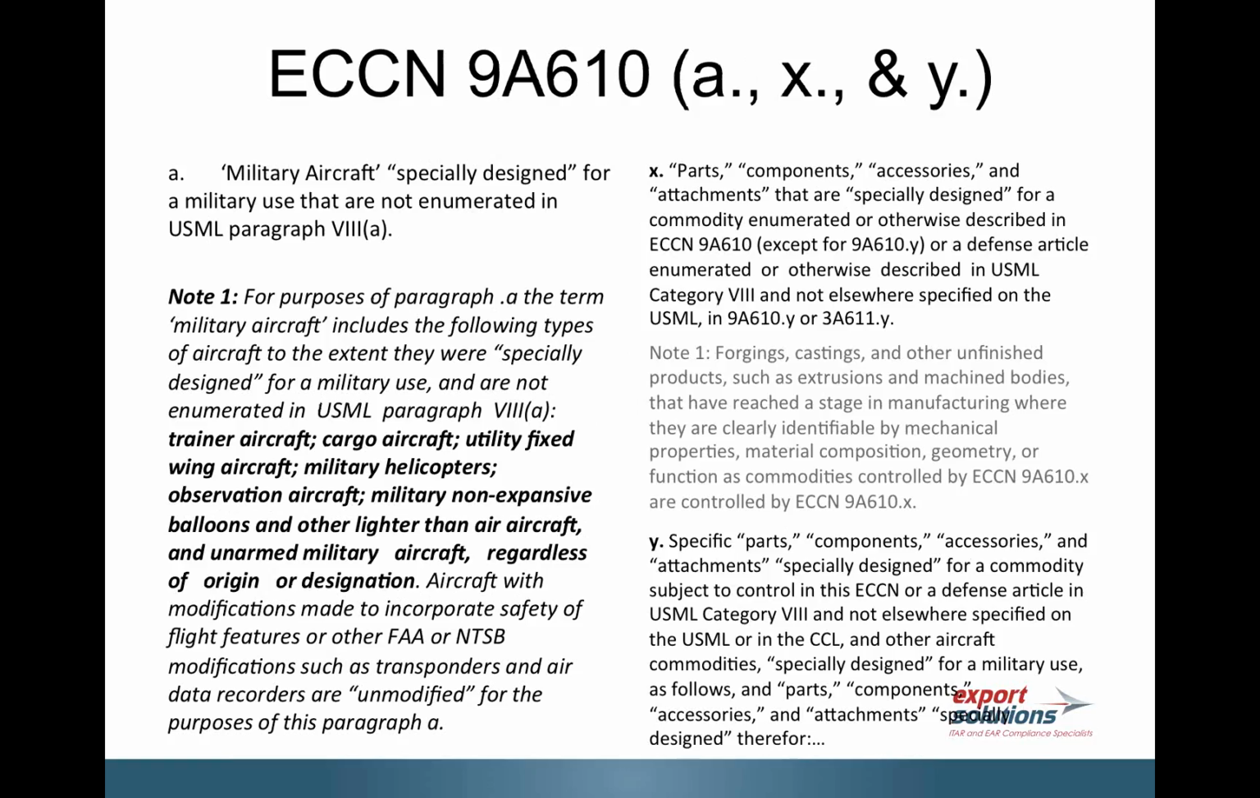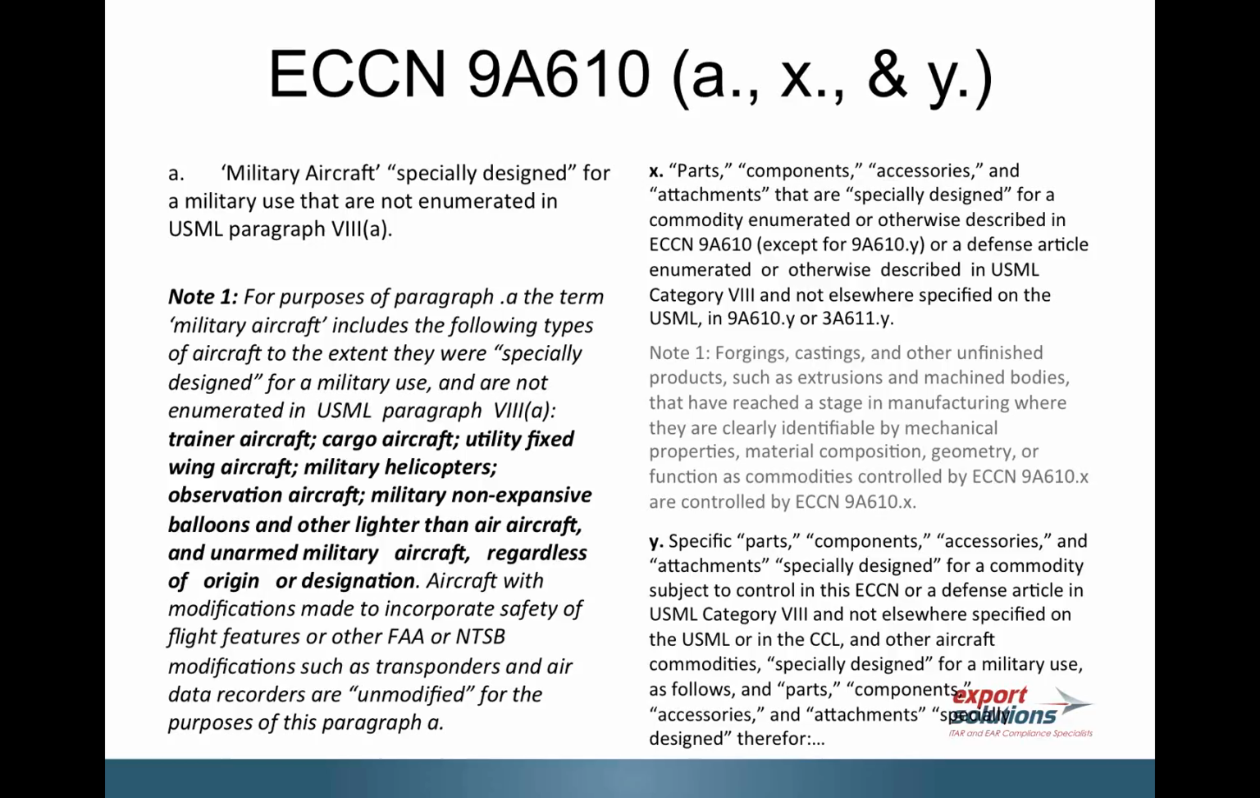Okay, now this is one of those slides that I told you looks like an eye test or whatever. It's kind of hard to fit all this onto here, but I didn't want to truncate anything. But if you look at the comparison under ECCN 9A610, subparagraphs A, X, and Y, you'll see that A covers the military aircraft, X covers the parts, components, etc., and then Y is the remaining components.